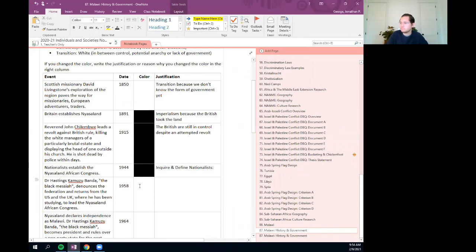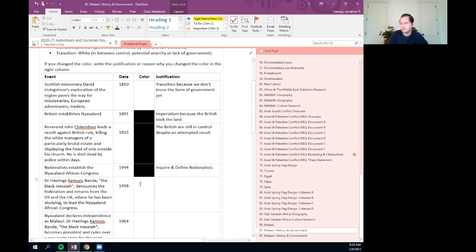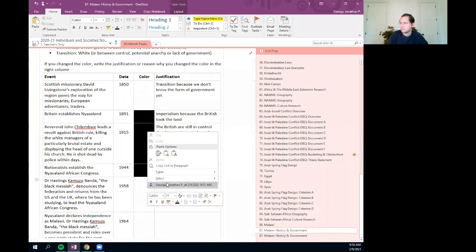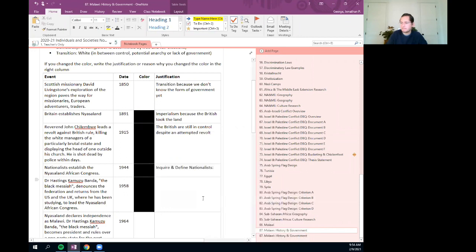So change that color. I'd say still black, right? Because they're still in control. The British are still in control at this point. Still in control. British still in control.